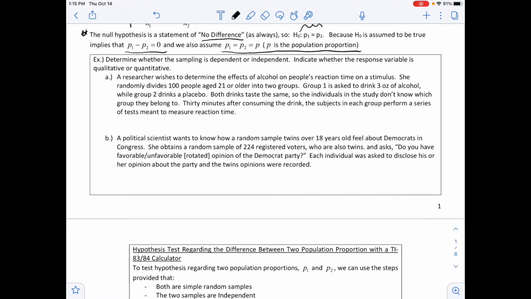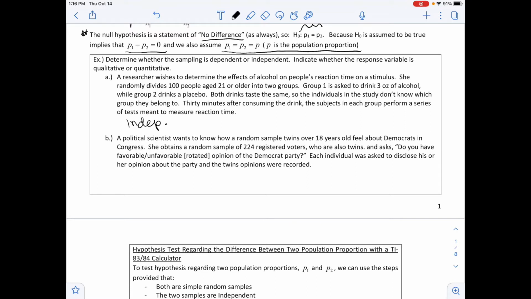Remember, a placebo is something that looks and tastes just like the alcohol that the other group is consuming. However, it's just like water or a liquid that isn't alcoholic. Both drinks taste the same, so the individuals in the study don't know which group they belong to. 30 minutes after consuming the drink, the subjects in each group perform a series of tests meant to measure reaction times. The first question says determine whether the sampling is dependent or independent. Since we're dealing with people that have nothing to do with one another, this would be independent sampling.